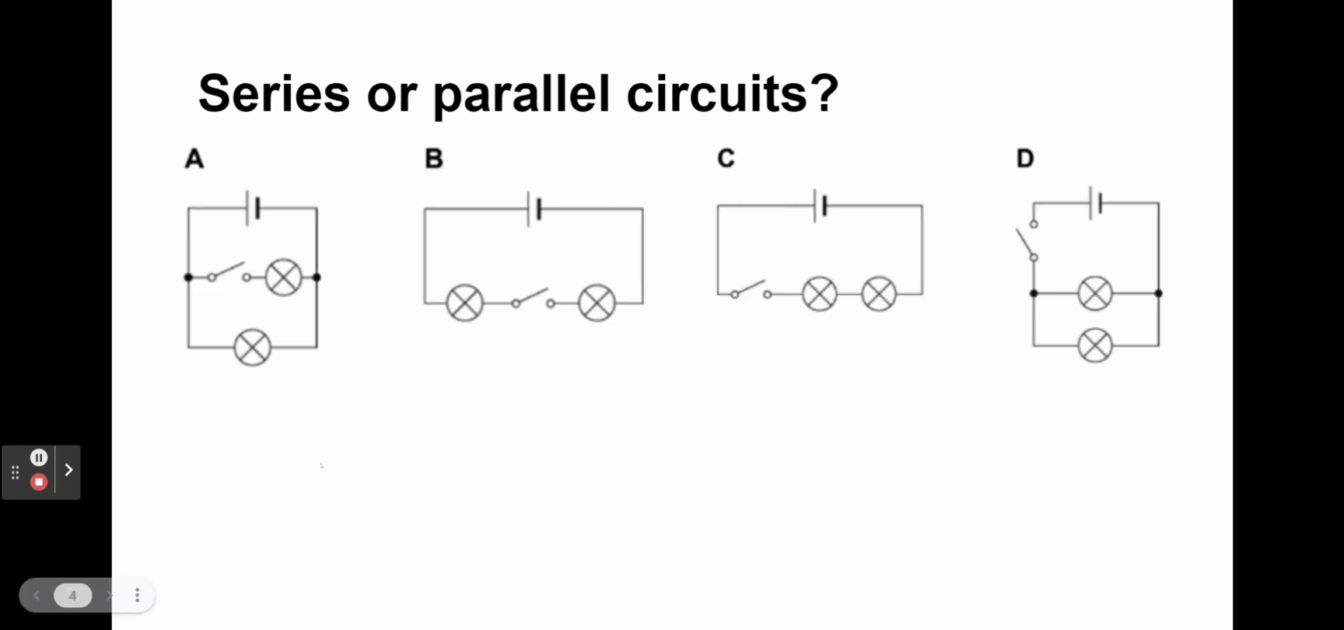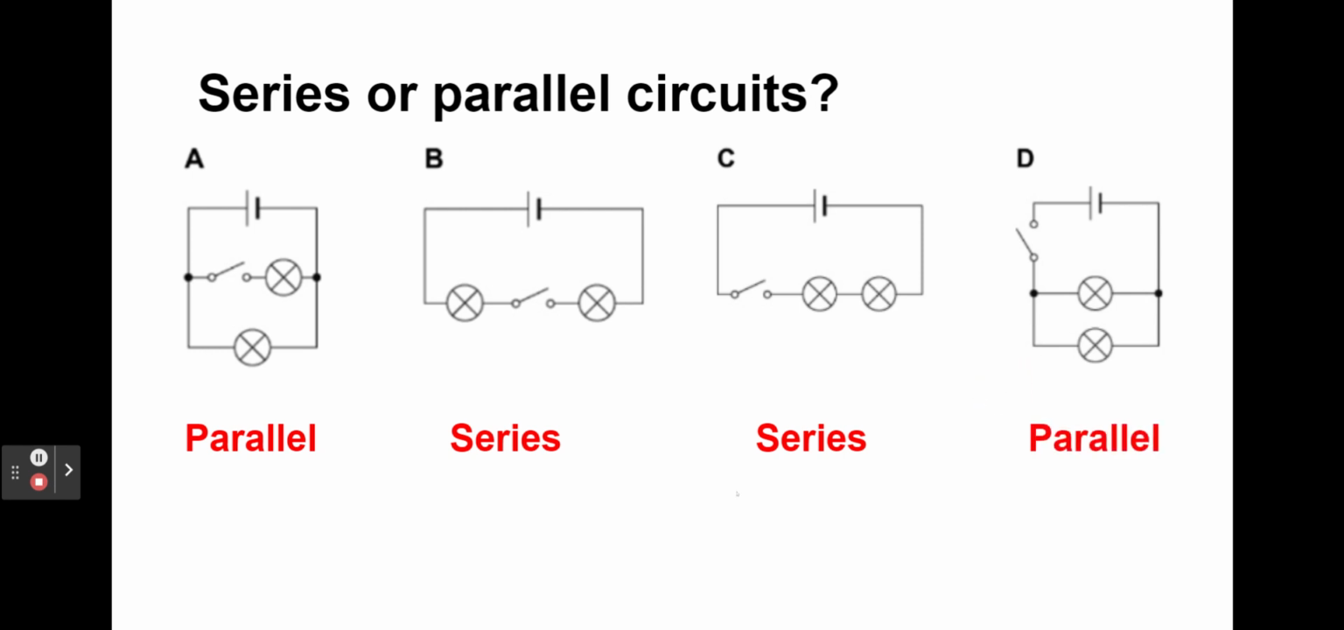So let's look at the answers. For circuit A, it's a parallel circuit because we've got a branch at this point. Circuit B is a series circuit because there are no branches. Circuit C is a series circuit. We've just got the switch in a different place. And circuit D is a parallel circuit because again we've got a branch and the electricity can go through that branch if needs be. So that's a parallel circuit.